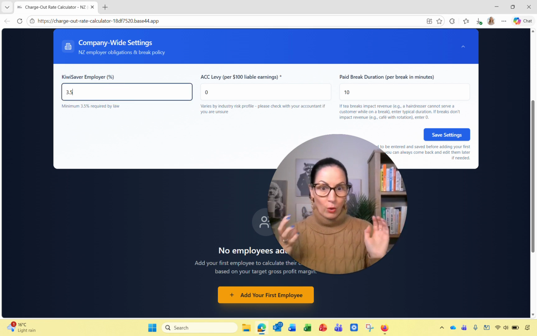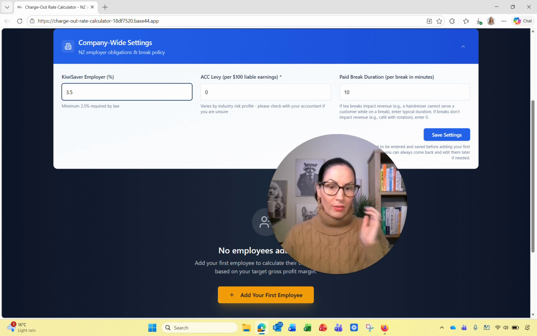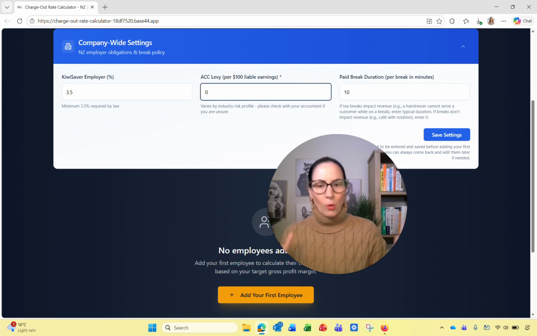Now, we're assuming everyone's on the same KiwiSaver rate. We're not assuming that you give someone the minimum and you give someone 5%. This template is high level only, and it does not deal with that. So currently the minimum is 3.5. By the time you do this template, it might be at 5 or whatever the government said, and that would have been updated, right? ACC is quite complicated.